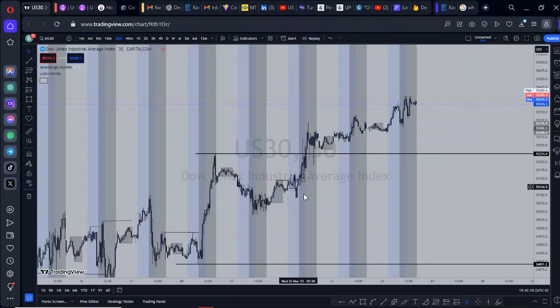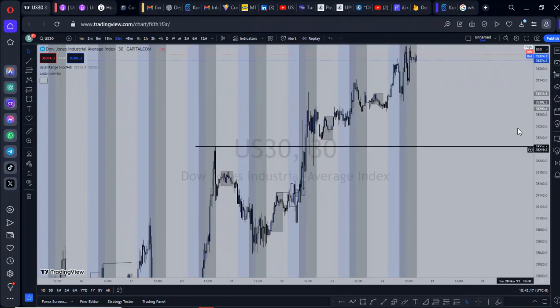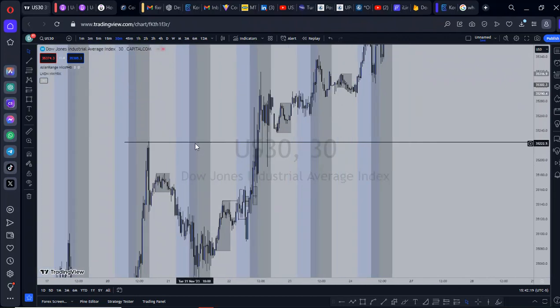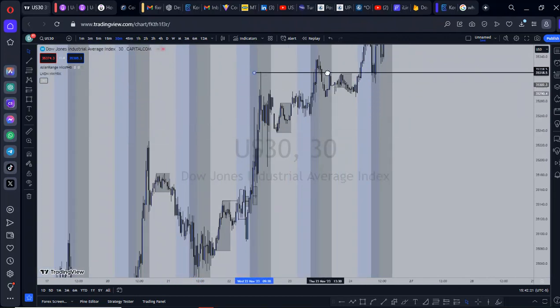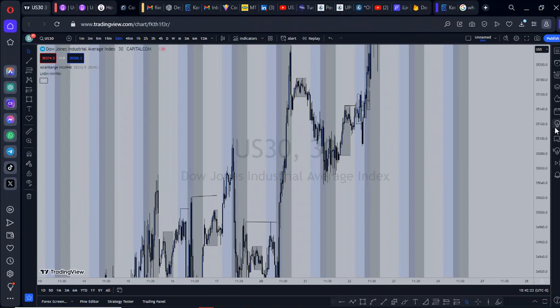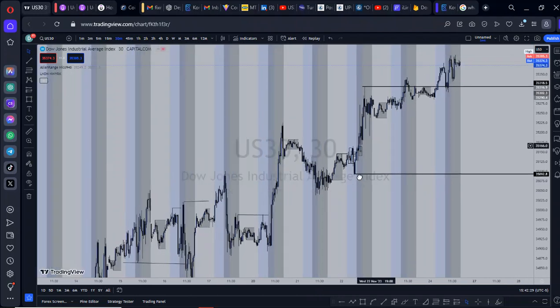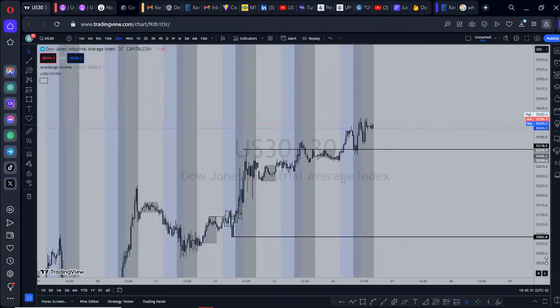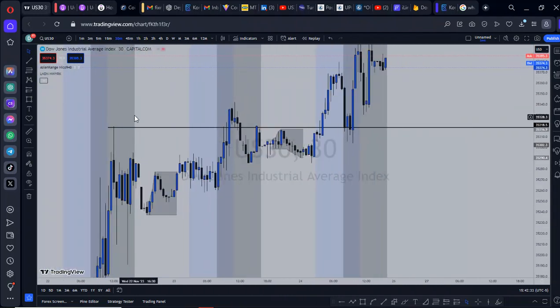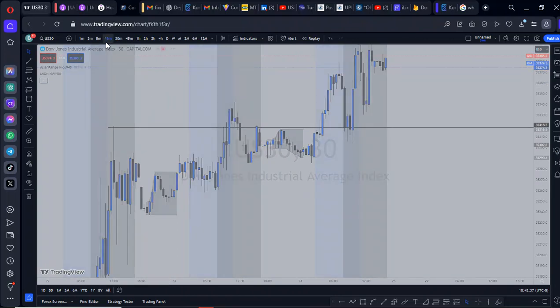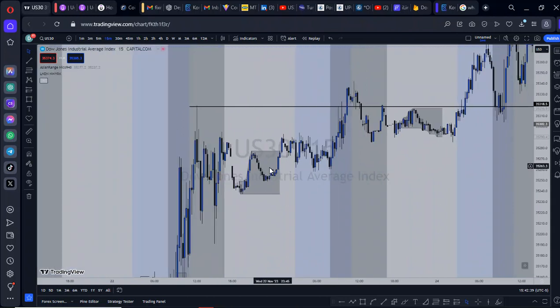Okay, this is Wednesday right here, right? So now we mark again previous day high, which is on Wednesday, and previous day low Wednesday right here. Now pay attention to Thursday. We will know what we have to do, and let's go down to lower time frame, 15 minutes. So this is Wednesday close.